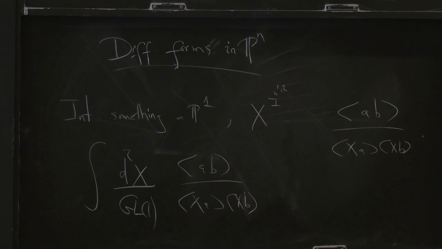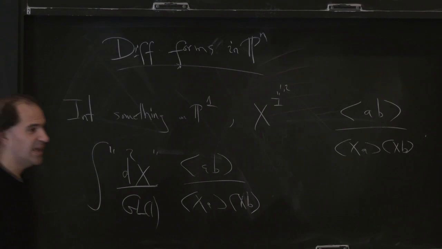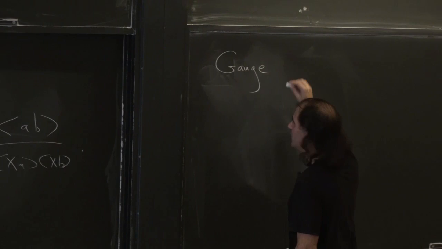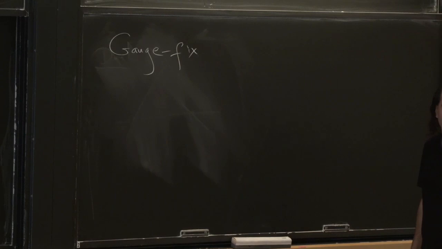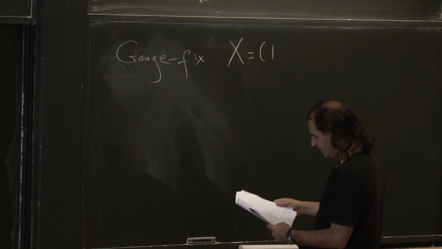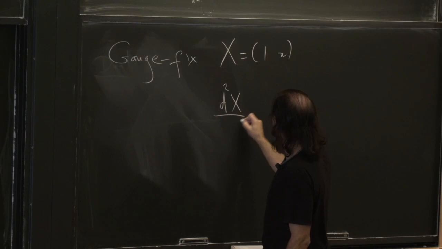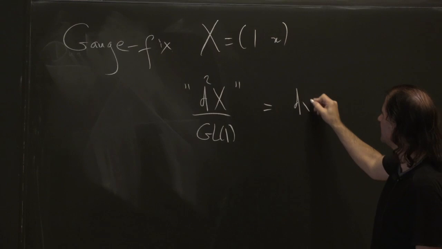And we know what we mean by this in practice. For example, if we gauge fix, so we can say it very pretentiously a la Faddeev-Popov, but let's be less pretentious. So if we gauge fix and we say that x is like (1, little x), then we know what we mean by this: d²x mod GL(1) is really a 1-form and is just dx.